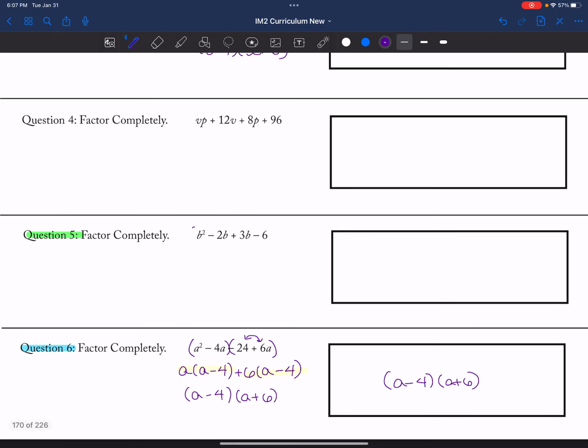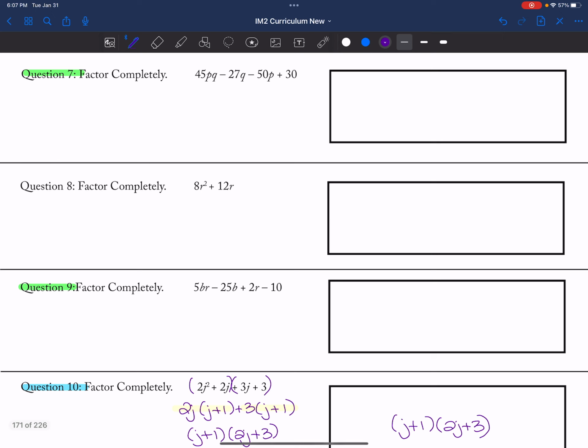Okay, and then here we'll factor again. So I can factor out a B, and I'm left with a B minus 2. Factor out a 3, and I'm left with a B minus 2. So then what's in common between my two terms is a B minus 2, and I'm left with a B plus 3. So B minus 2 and B plus 3.